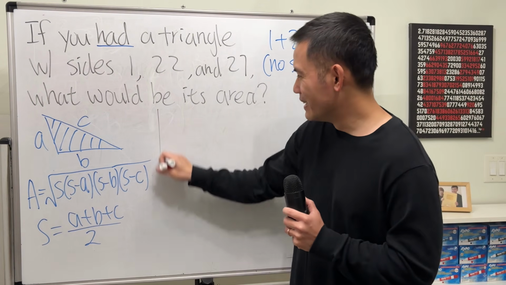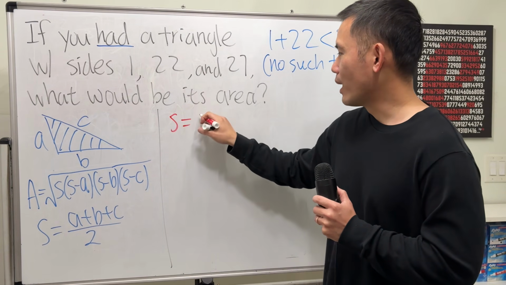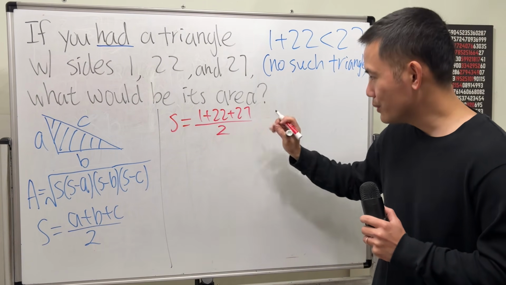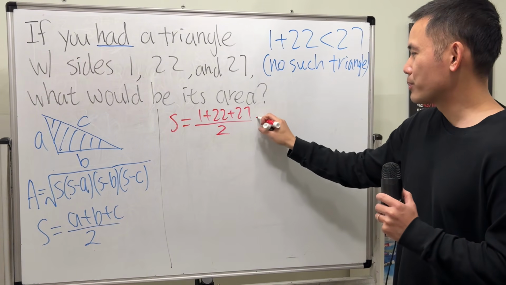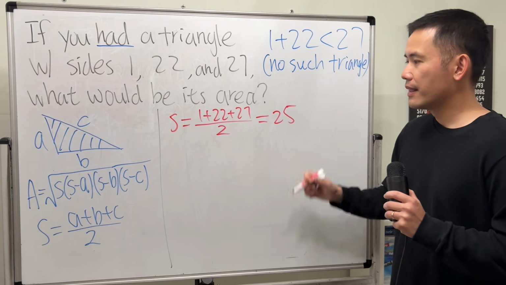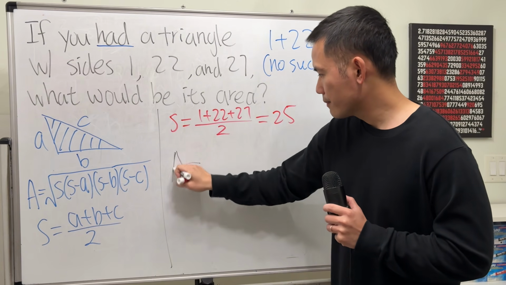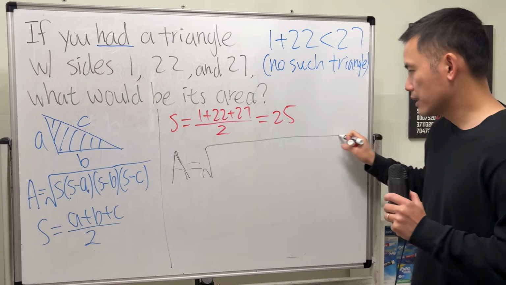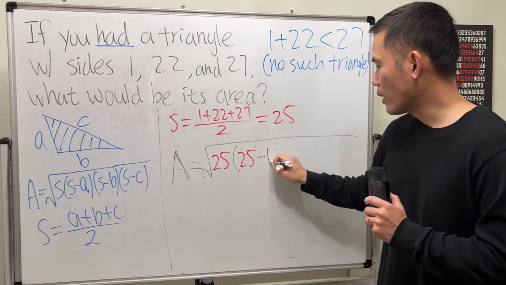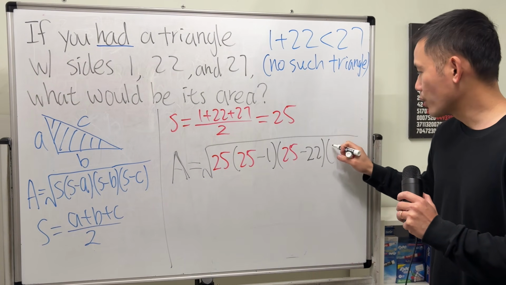Let's have a look. Okay, so in our case here, let's compute the S first. So our S will be 1 plus 22 plus 27 and divided by 2, not divided by 3. It's not the average, it's a semi-perimeter. The top adds up to 50, divided by 2 is 25. And the area that we are trying to see, it's going to be the square root, and then we do 25 times (25 minus 1) times (25 minus 22) times (25 minus 27).